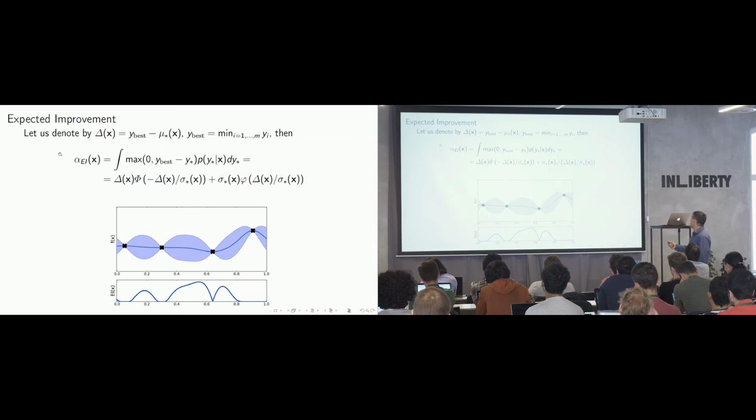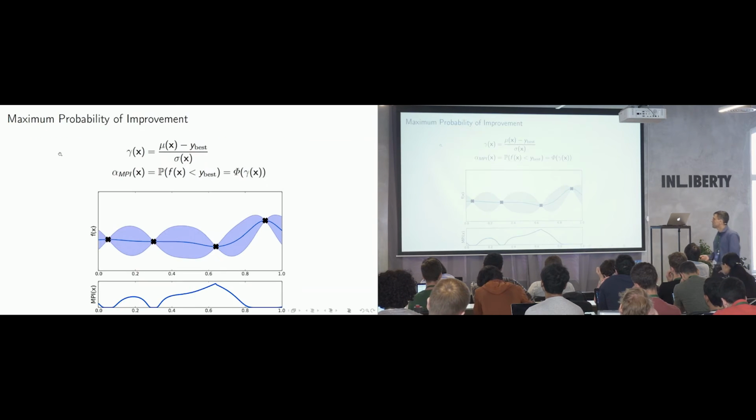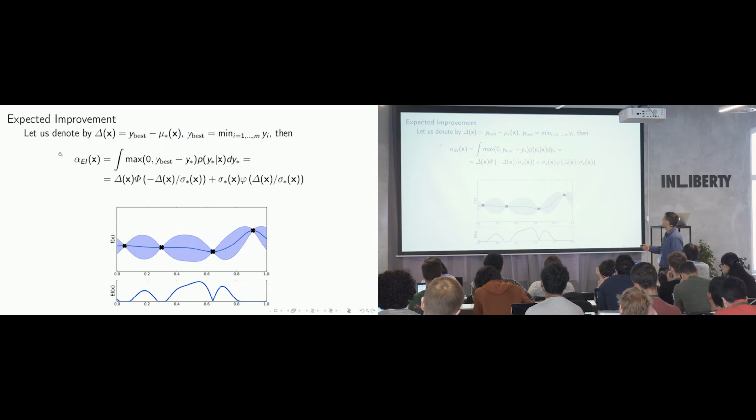This integral can be calculated explicitly, and we obtain this formula, where capital F is the cumulative distribution function of the Gaussian distribution, and the function phi here is just the Gaussian density function. And so we can easily maximize this acquisition function with respect to x and obtain the candidate for the next step, right?